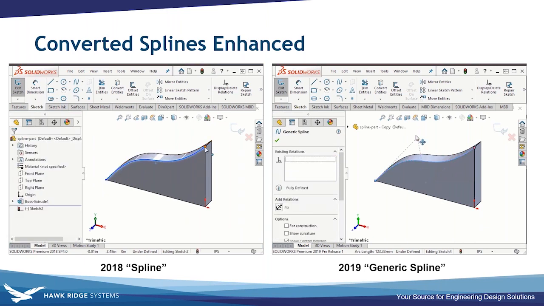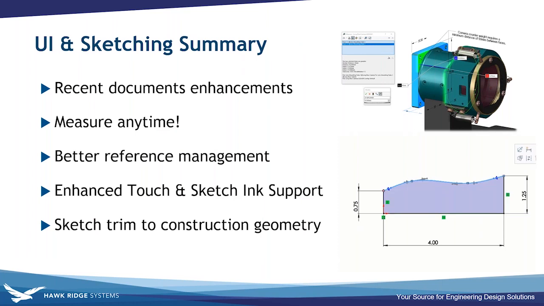So to summarize our UI and sketching enhancements, the recent document list can hold up to 100 documents. There are the filters in there. You can measure at any stage of the game, so whether you're inside a dimension tool or in a property manager of a feature, you can measure. Better reference management, you can get it from the feature tree. Cleaner reference interface. Some changes to the touch sketching, and the sketch trim tool can generate construction geometry. So that's all new in 2019.